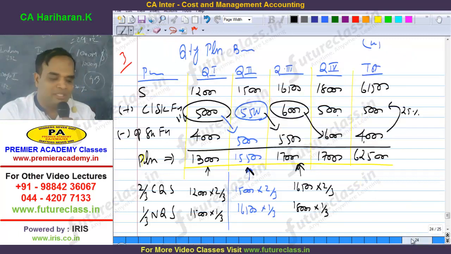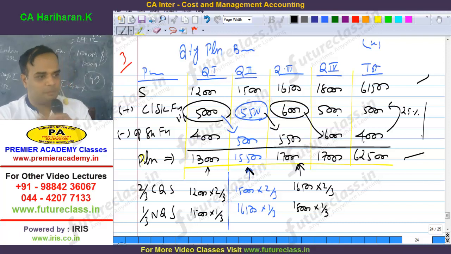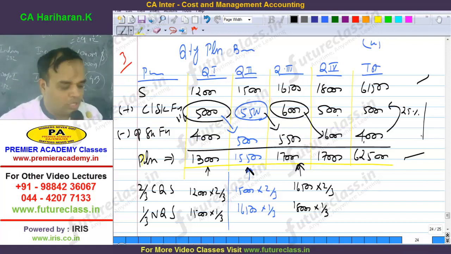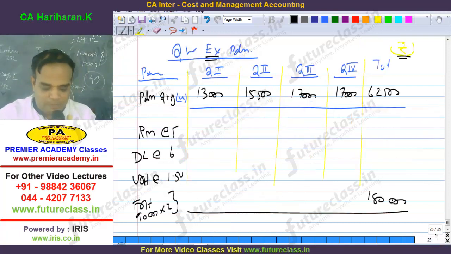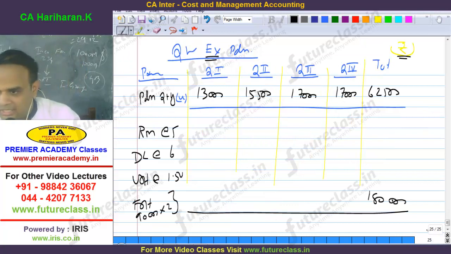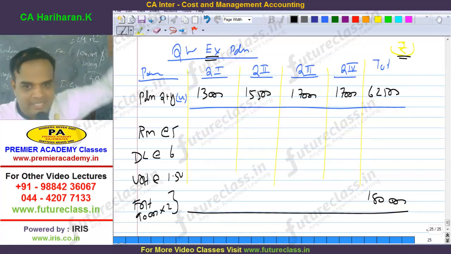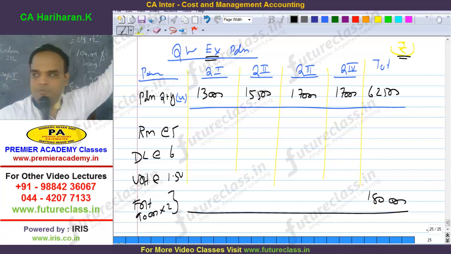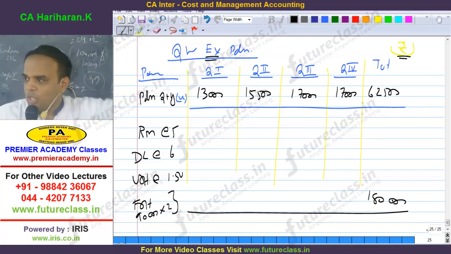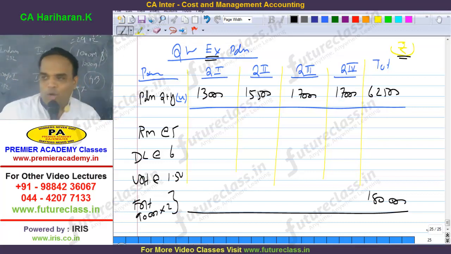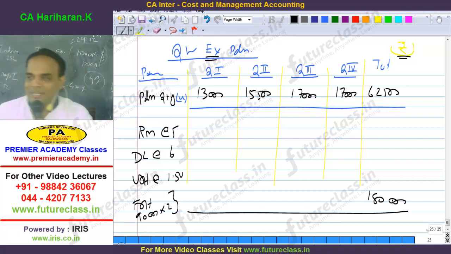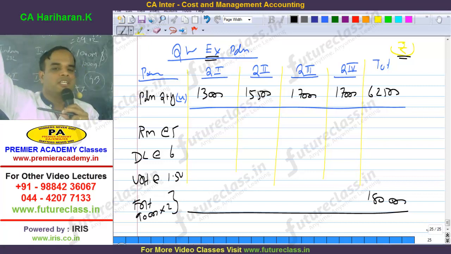To apportion, we are having 2 bases. One is sales, another one is production. Opening and closing stock is not a basis. Right or not? Clear? Therefore, which one is more appropriate to apportion quarter-wise? Sales or production? How many of you feel sales is the more appropriate basis? Only one. How many of you feel production is the more appropriate basis?